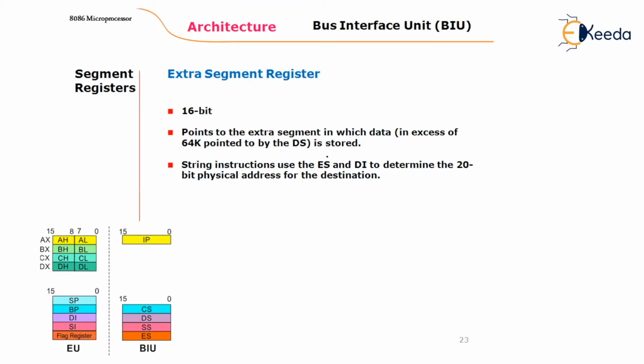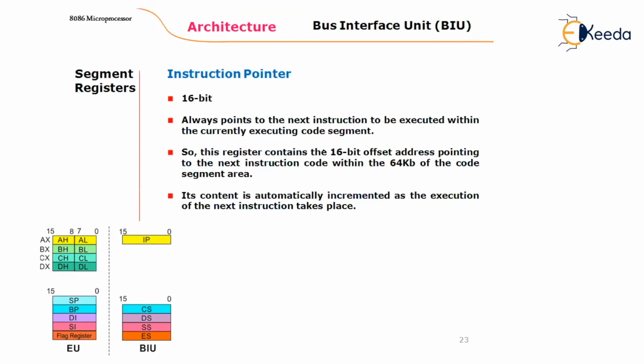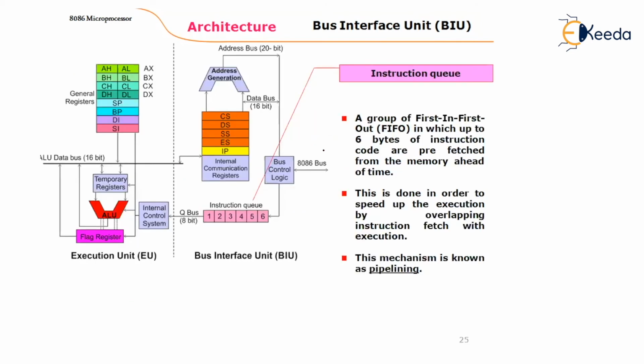Yeah, as I told you, the extra segment is going to hold the dynamic variables. But sometimes when the data segment is not sufficient, the data elements can also be pushed into the extra segment. Instruction pointer: nothing more to talk about the instruction pointer. It's a 16-bit register which is going to hold the address part of the next instruction. Yeah, it is just showcasing the discussion we had earlier in the session.